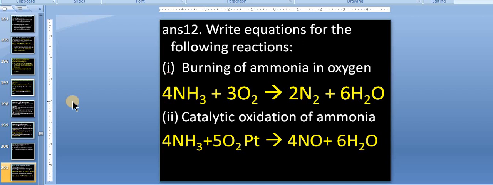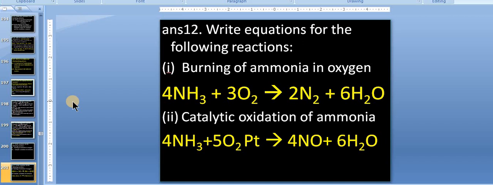For 45-46, that was catalytic. But if you talk of burning, then ammonia, O2 gives N2 and water. And what is the flame color here? Can anyone write the flame color? Sometimes an observation question comes: what do you observe when ammonia is burned in the presence of oxygen?